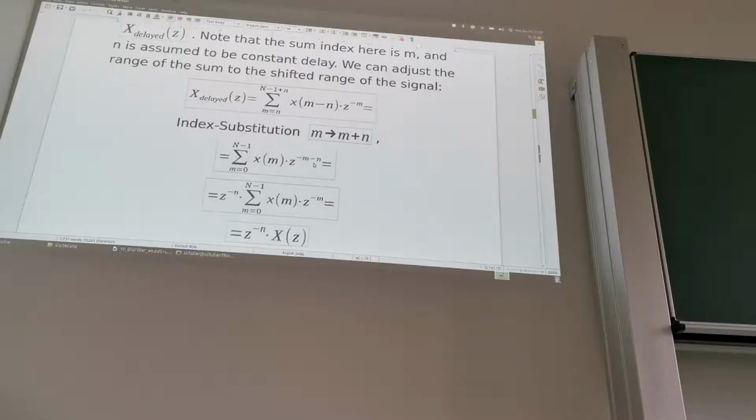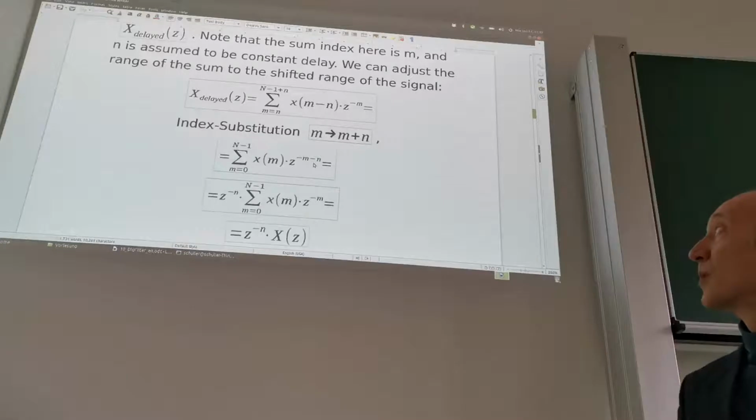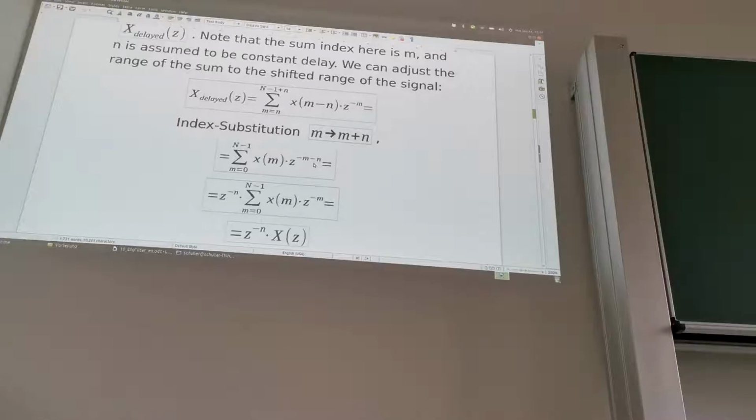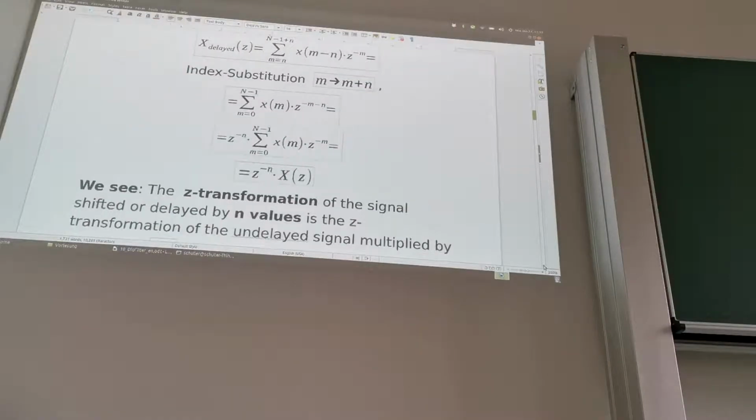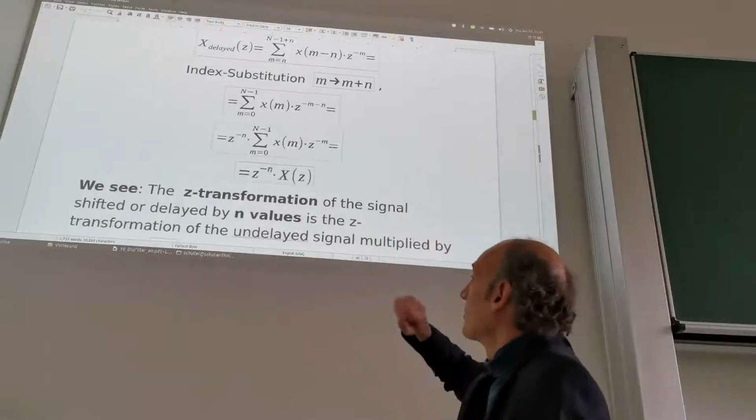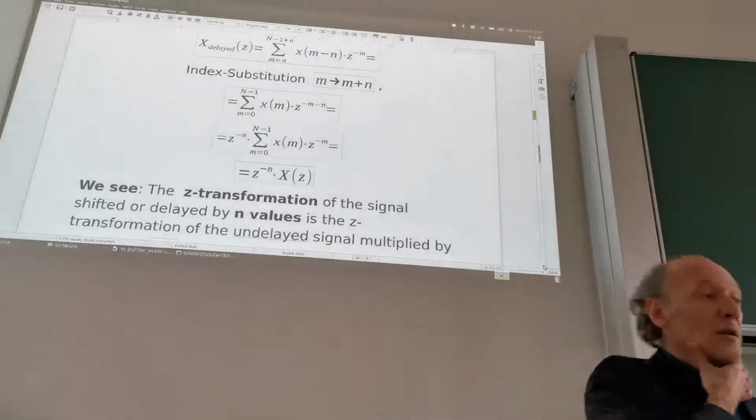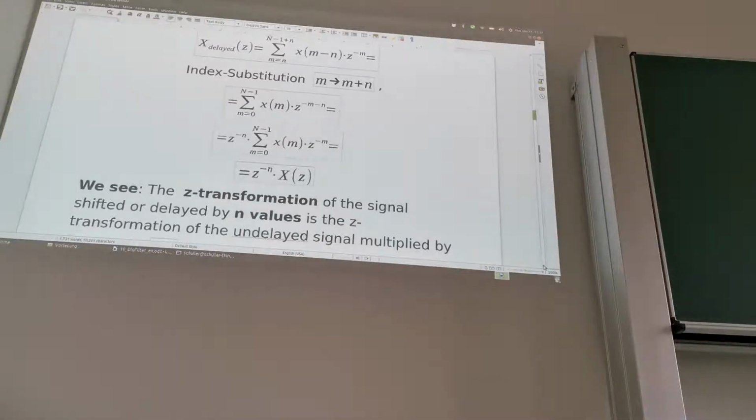We know that z to the minus (m plus n) is z to the minus m times z to the minus n. And since z to the minus n is not affected by the sum index, we can just factor it out of the sum, and we have it here in front of the sum. And then we can see the sum itself is the z-transform of the original signal x without the shift, without the delay. So altogether we have z to the minus n times X of z, where X is the non-shifted version.